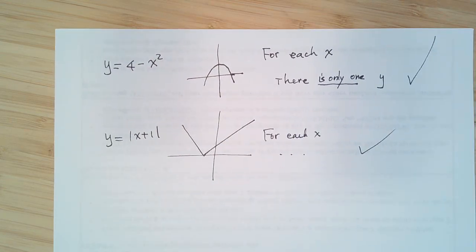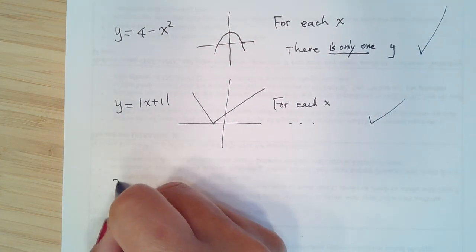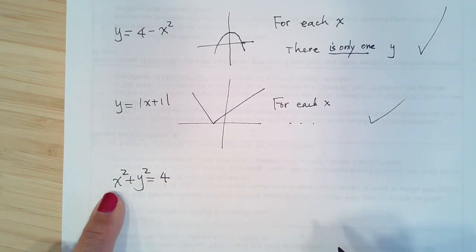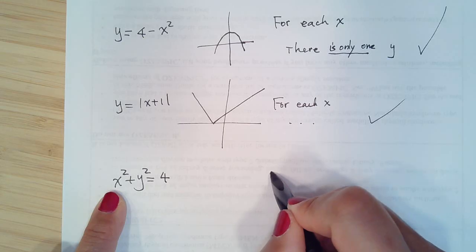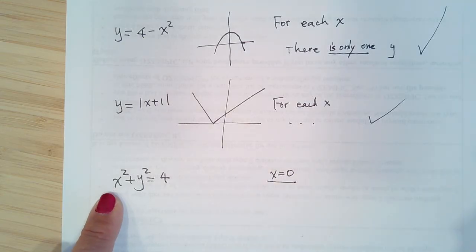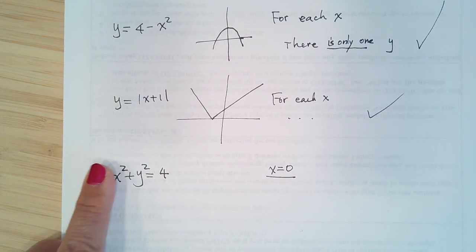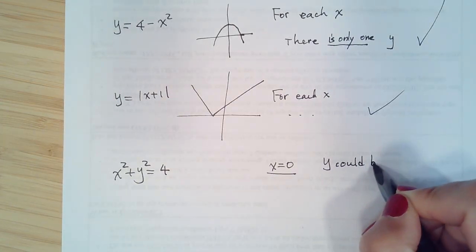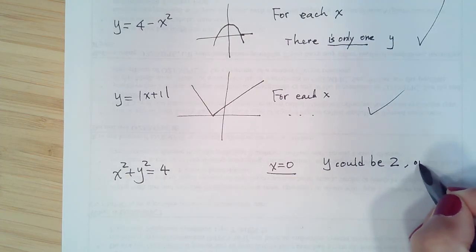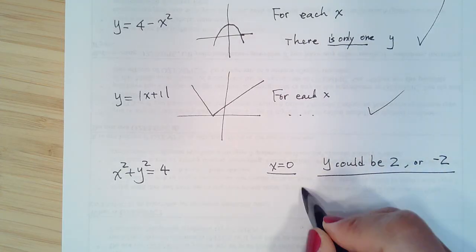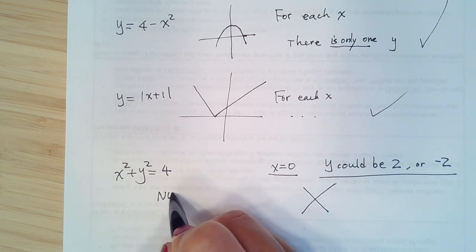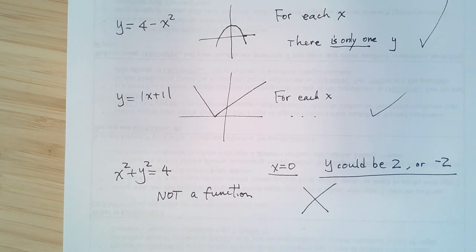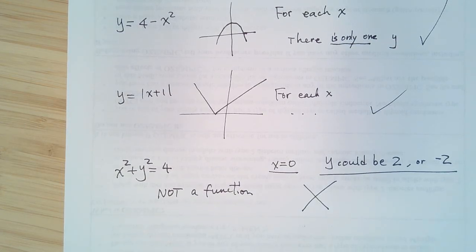What about the next one? x squared plus y squared equals 4. For each x value, for example, let's say when x equals 0, to see what happens: 0 squared plus y squared equals 4, so y could be 2 or negative 2. So that's not a function. This equation doesn't really show a function. This equation is not a function.